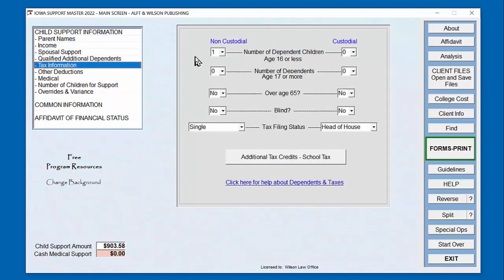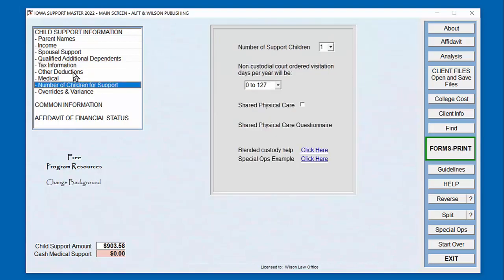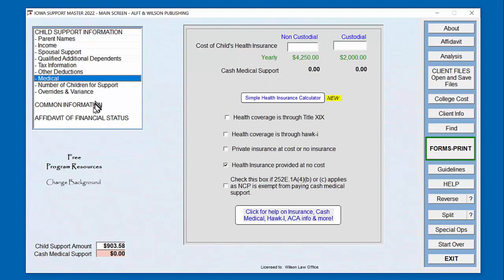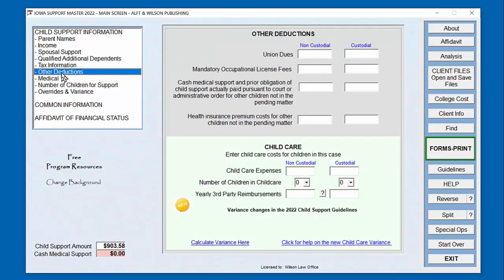Tax information, you can see I've given one child a non-custodial, custodial 0, so you can figure there's only one child involved. Medical, I checked health insurance at no cost. Trying to simplify this. So we got child care involved in this case. Custodial parent is, let's say, paying $500 per month. Now watch child support change over here.